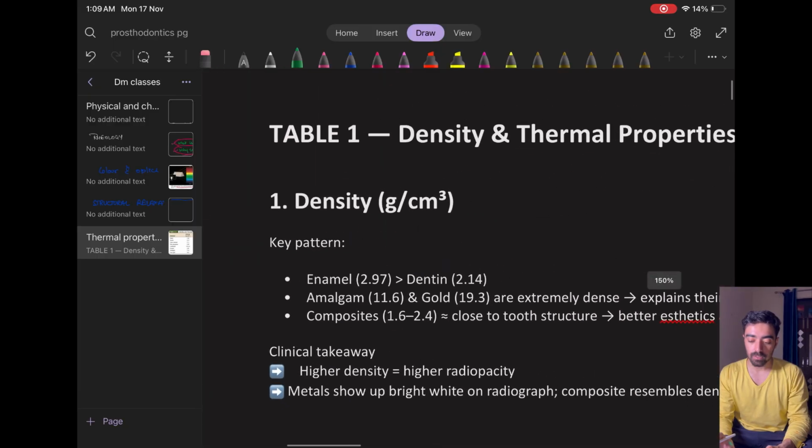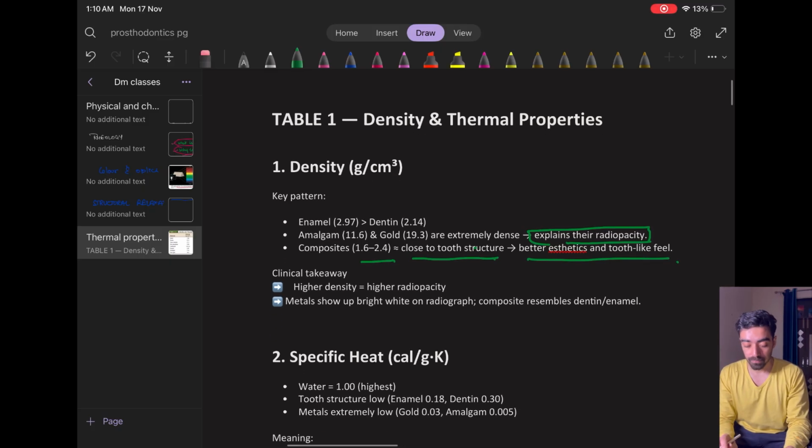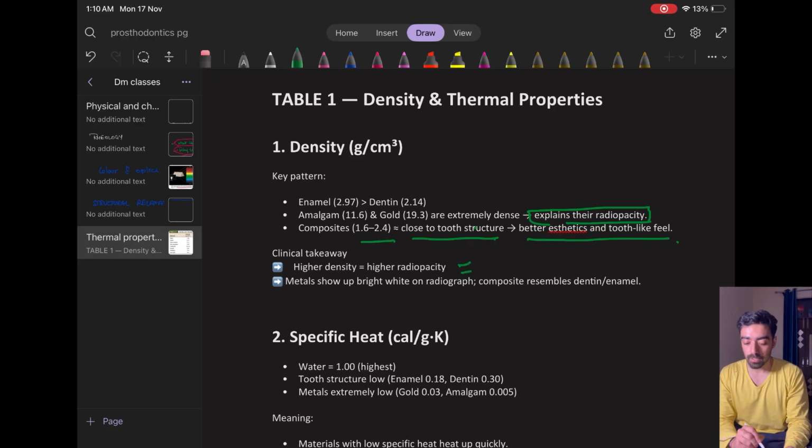Okay. Now what all things can be inferred? I have written out all the important points so as to make you understand how to read the data from a dental materials textbook. See, firstly, density. Enamel is greater than dentine. One thing established from the table. Amalgam and gold are extremely dense. Hence, their radio opacity is more in general practice. Composites are close to the tooth in terms of density. Better aesthetics and tooth-like feel comes with composite. Higher density has a higher radio opacity and metals show up bright white on radiograph. Composite resembles dentine and enamel. This is the inference from density.